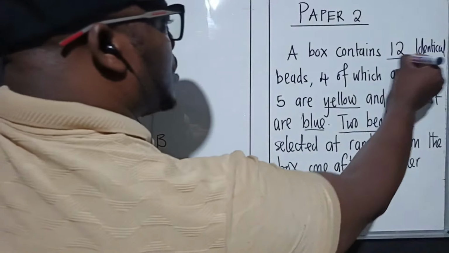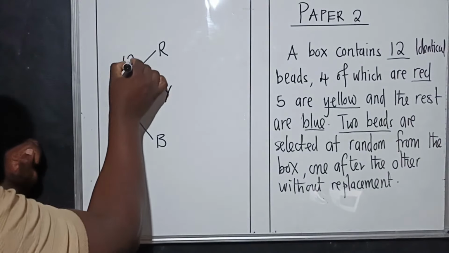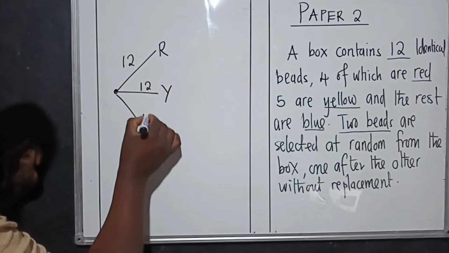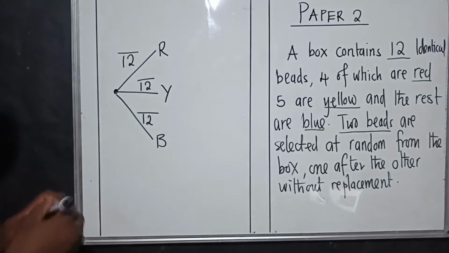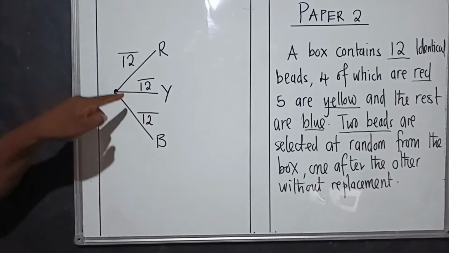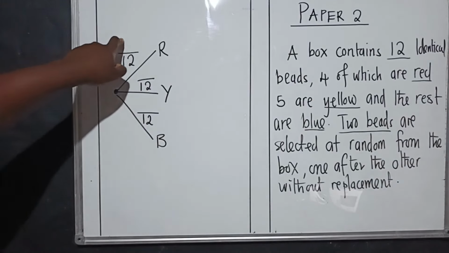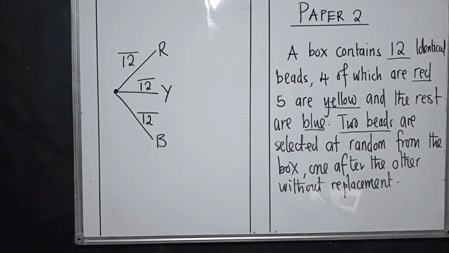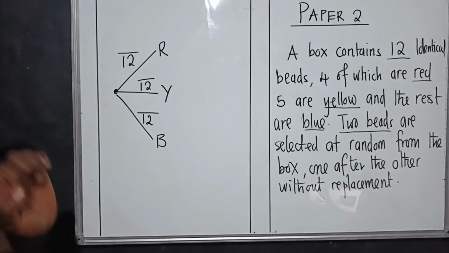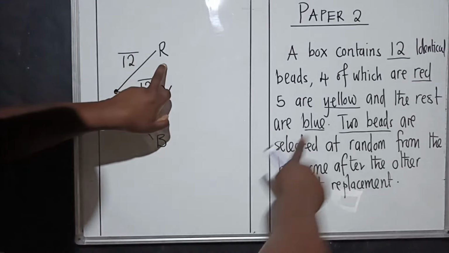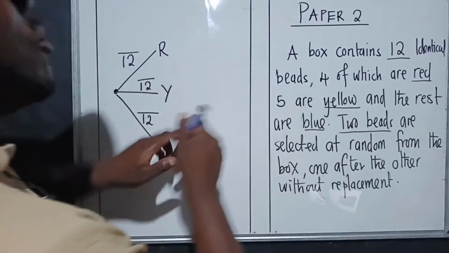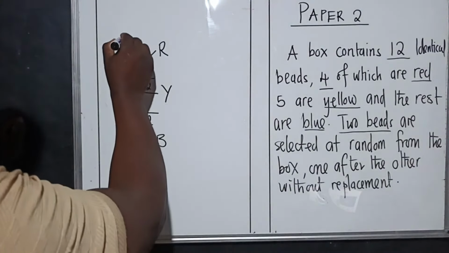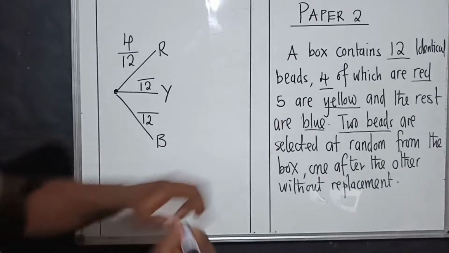Remember, they've said the total is 12. So you're going to write 12, even here 12, 12. The 12 is the denominator, so your job is to find the numerator. That's the first thing: you always put your denominator, the total number. Once you do that, you now start following them. Here they said red. There are how many? There are four red. So for red, you write 4. What else? They've given us yellow, which is 5.